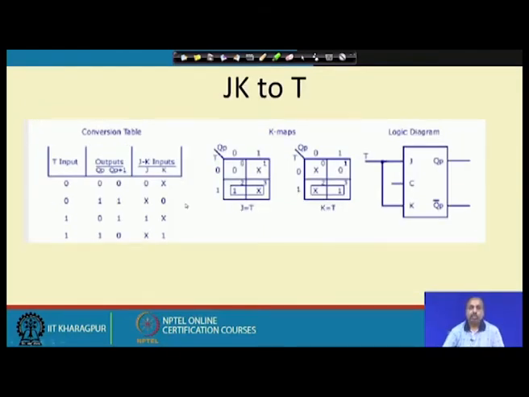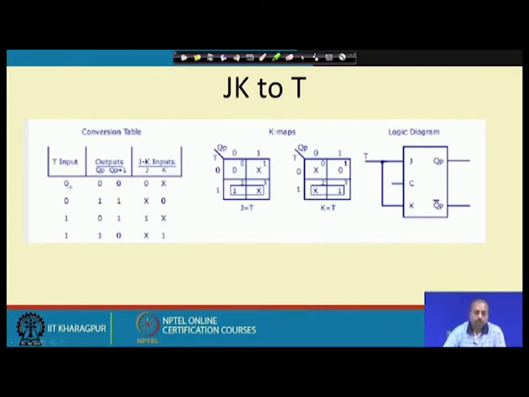JK to T conversion. We already know that for JK, if we tie these J and K inputs together, it will give me a T flip flop. Why does it happen like this? For T, the behavior expected is if the T value is 0, output will not change. If the T value is 1, output will toggle.